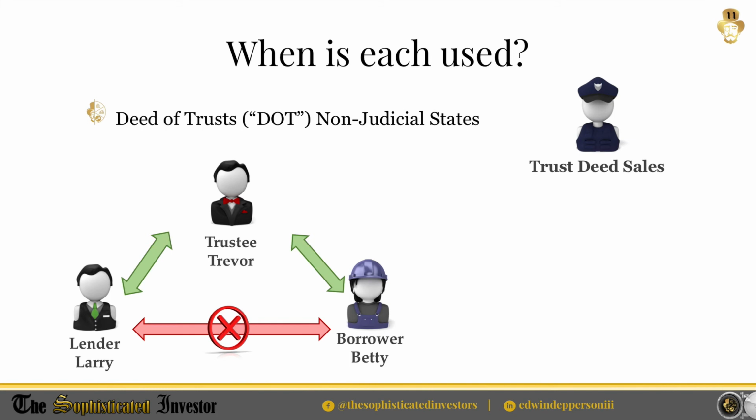In the instance where Betty stops making her payments, Larry reaches out to the trustee and says, I would like to proceed forward with foreclosure. The trustee then handles that process from beginning to end all the way to reconveyance, or through the trust deed sale, the deed of trust sale, or sheriff's sale. All of those are synonymous with the process of Larry the lender selling the property after the foreclosure process.